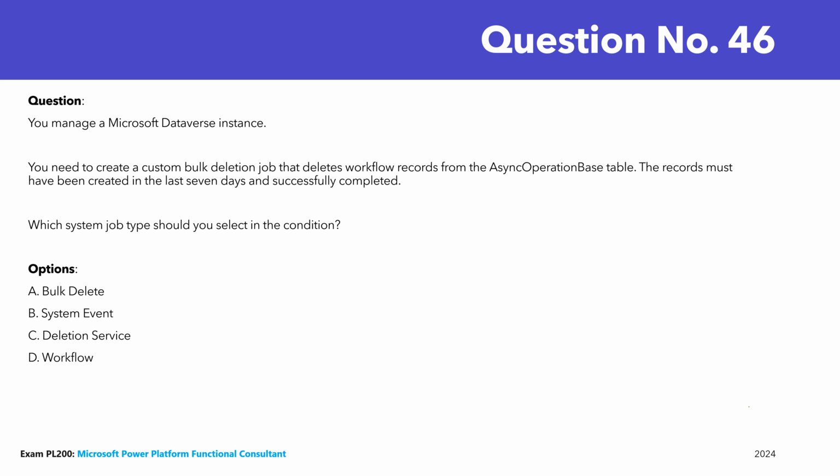Question. You manage a Microsoft Dataverse instance. You need to create a custom bulk deletion job that deletes workflow records from the async operation base table. The records must have been created in the last 7 days and successfully completed. Which system job type should you select in the condition? Options. A. Bulk delete. B. System event. C. Deletion service. D. Workflow.